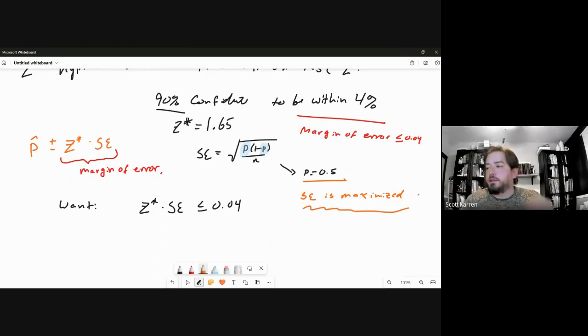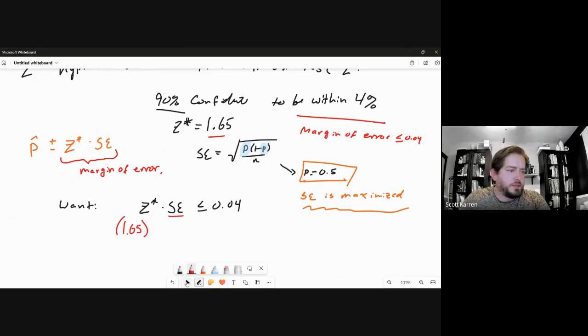We didn't talk about it. That's why it was just eliminated from the exam. But the key is to have p equals 0.5, and that will maximize n, and that'll cover all of your bases no matter what p actually is, right? And so if I plug those values in, z star is 1.65, again because it's 90% confidence. The standard error here is the square root.